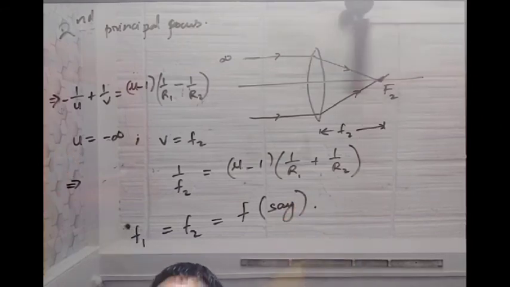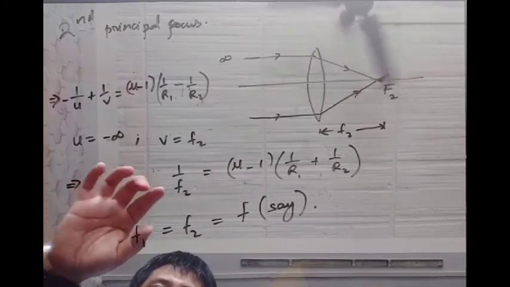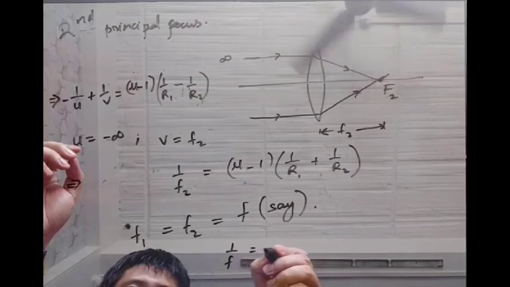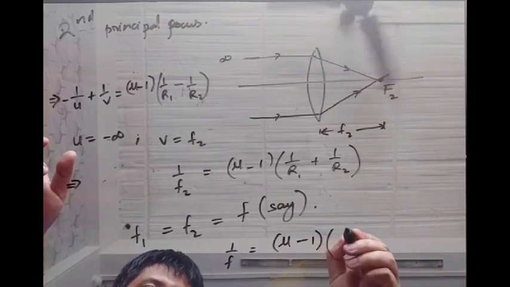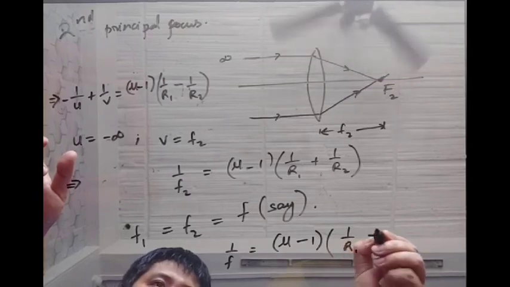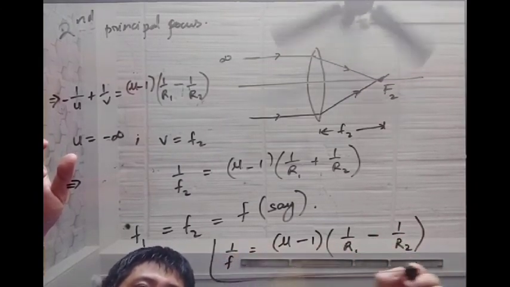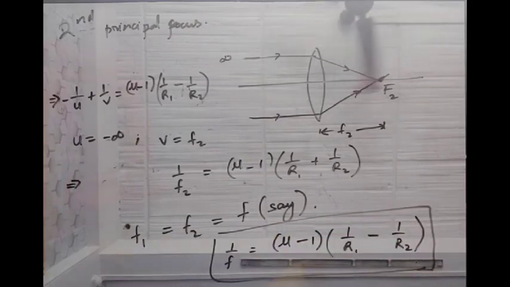So, replacing f1 and f2 with f, we can write 1 by f equals (mu minus 1) times (1 by r1 minus 1 by r2). This equation is called the Lensmaker's equation, Lensmaker's formula.